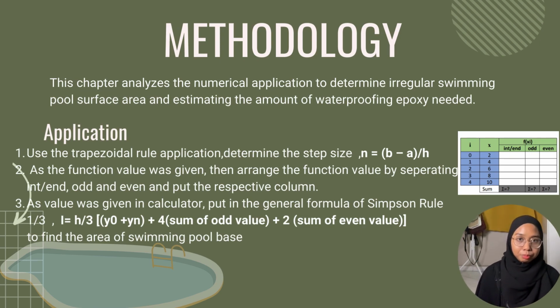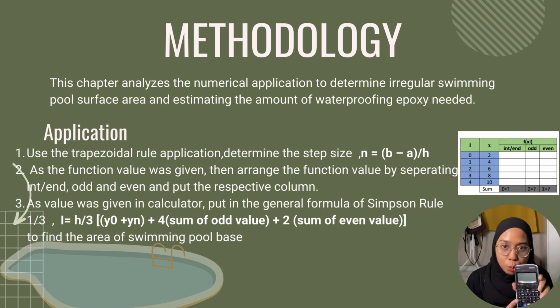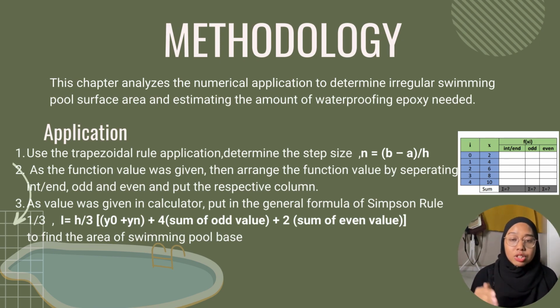And after that, usually to find the function value, we need to tabulate the calculation using this calculator, and it will automatically give the answer. But in this project, the function value was given, so it is easier for us. We just need to separate the function value by the columns of the table, which are initial, odd and even. We need to separate it based on the iteration.